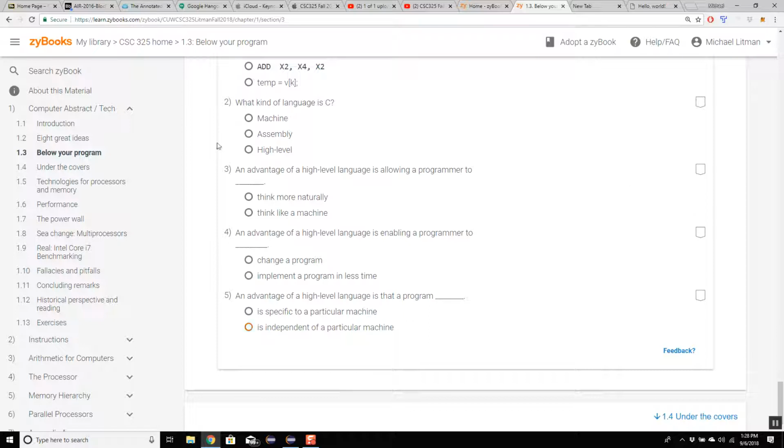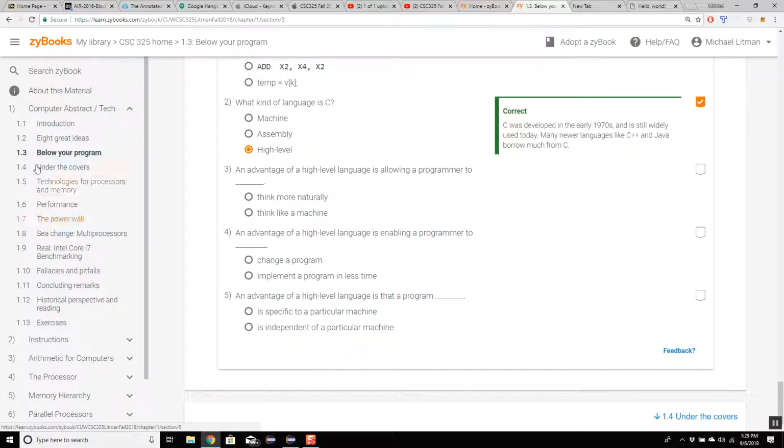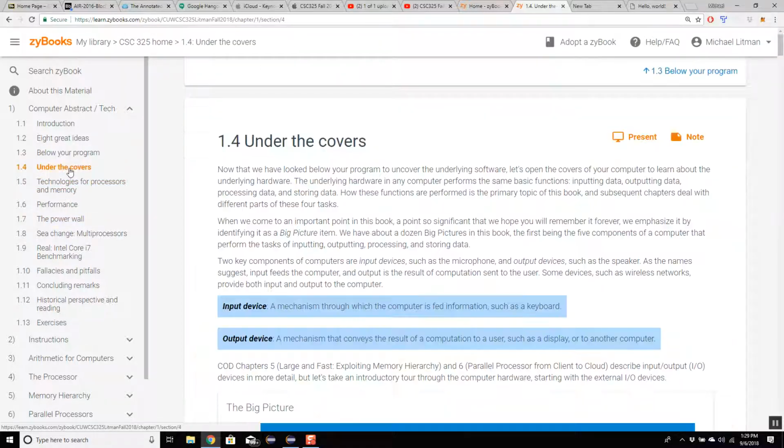All right, so when I give you the reading assignments, you should go through and do the questions and stuff like that. I'm not going to grade you on them, or at least not on this one. There might be some I do, but in general, I'm not going to grade you on those. So for instance, what kind of language is C? High-level language, so we should get a perfect score on that one. Haha. All right, so under the covers, that's kind of creepy.